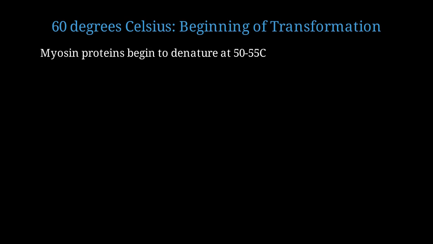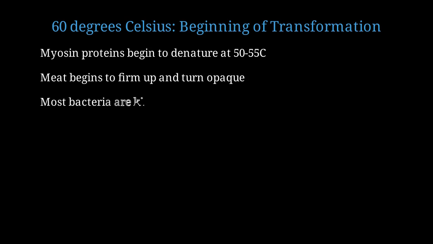At 60 degrees Celsius, we begin to see the first real transformations in meat structure. Myosin proteins, one of the major muscle proteins, begin to denature around 50 to 55 degrees Celsius. The meat begins to firm up and turn opaque as proteins coagulate. However, it's still quite soft and undercooked. Most pathogenic bacteria are killed above 60 degrees Celsius, making this the minimum safe internal temperature for extended cooking.